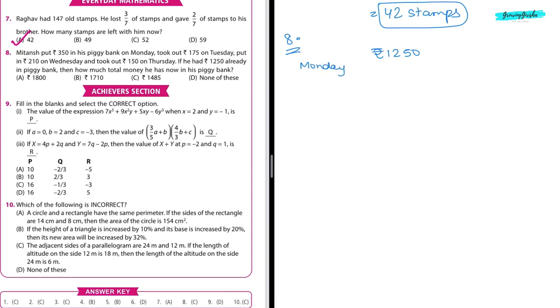On Monday, he put rupees 350. So we are going to add. He put 350 rupees. On Tuesday, he took out rupees 175. That means we'll subtract 175 from 1600. That means he now has rupees 1425. On Wednesday, he put in rupees 210. So we will add.